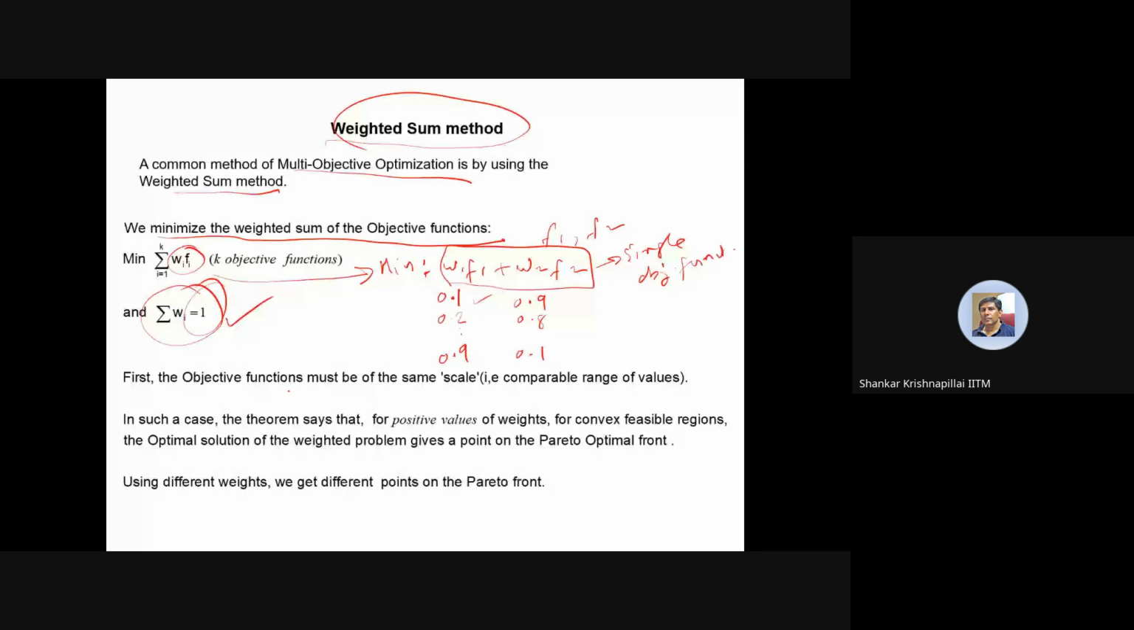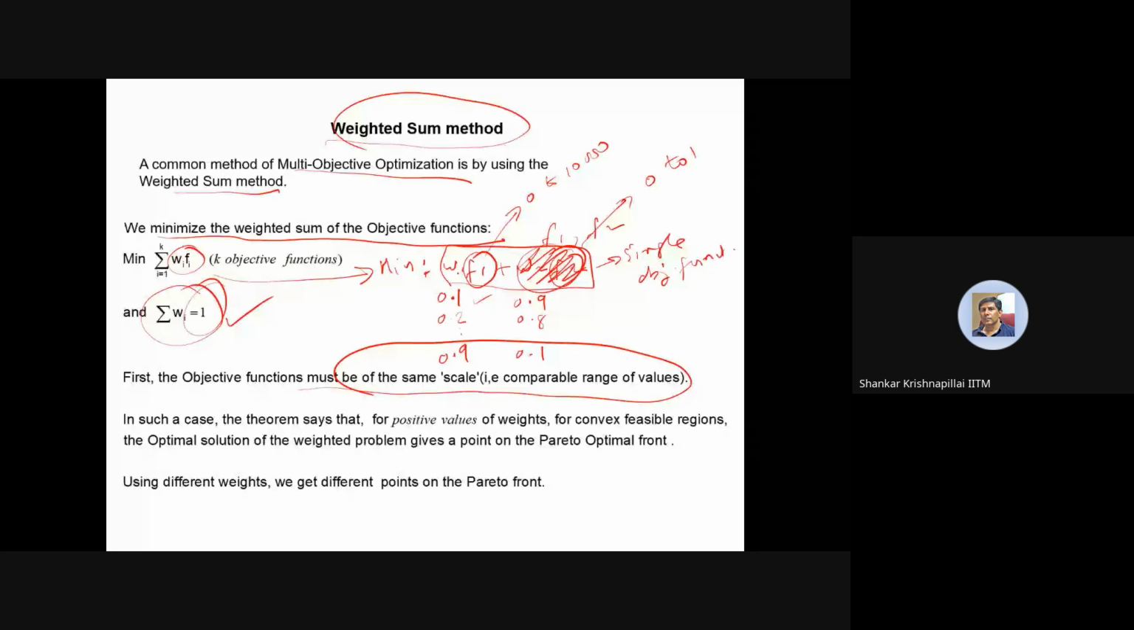Second condition is that the objective functions must be of the same scale. So they must be normalized. This f1 may range in values from 0 to 10,000, and f2 may range in value from 0 to 1. So when you add this w1 f1 plus w2 f2, then w2 f2 will become negligible when compared to w1 f1. So to avoid that, you have to normalize both these objective functions to the same range.